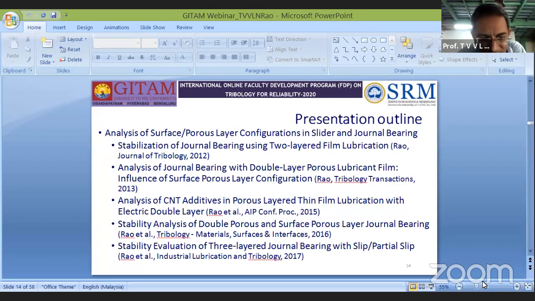So primarily, as you have seen here, we are trying to improve the bearing performance by taking into account these various configurations. Using these various configurations, some of them are basically hypothetical. I will explain that in detail now. And some of them are possible.